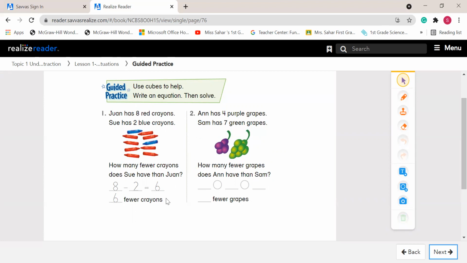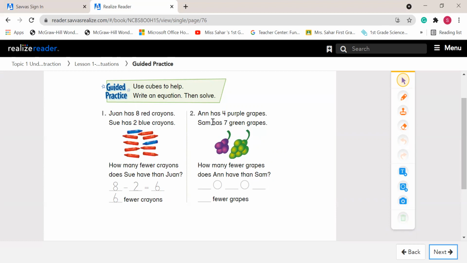When we were learning more in a previous lesson, we would say that Juan has 6 more than Sue. But because we're learning about fewer, we're going to look at who has less, who has fewer than the other, and we're going to say that name. So Sue has 6 fewer crayons.